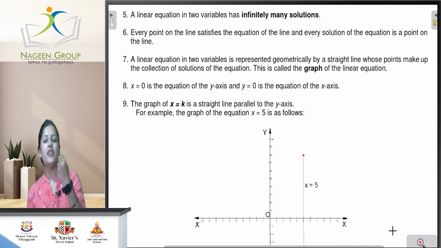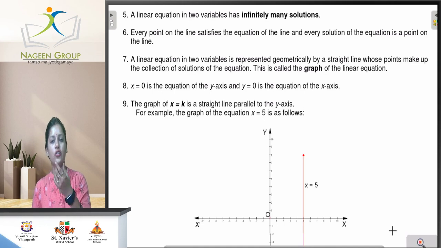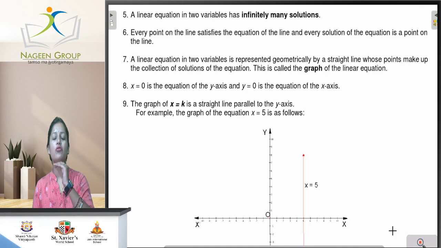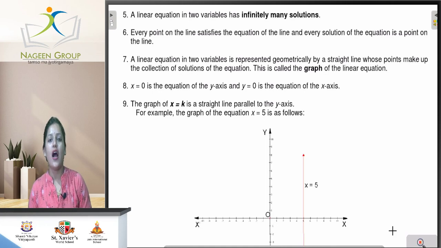Means you have to simply find the solutions and plot those points on the graph paper by taking proper units of distance between the axes. So in this way you can easily plot the graph of a linear equation and you get a straight line with two variables.